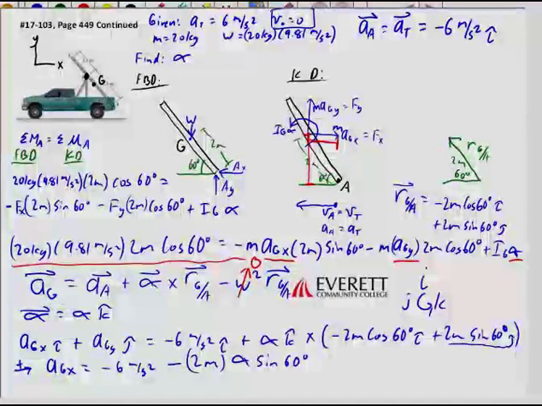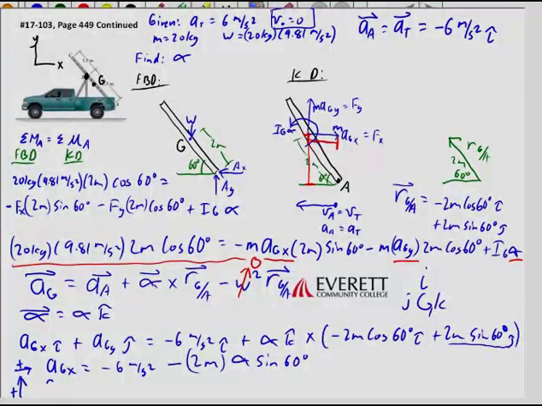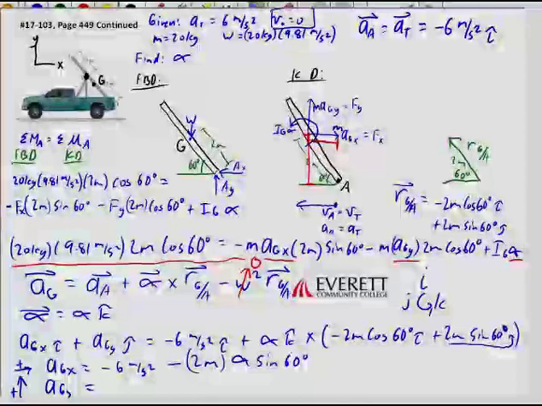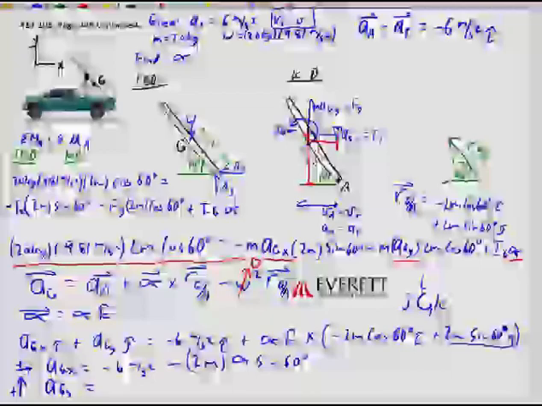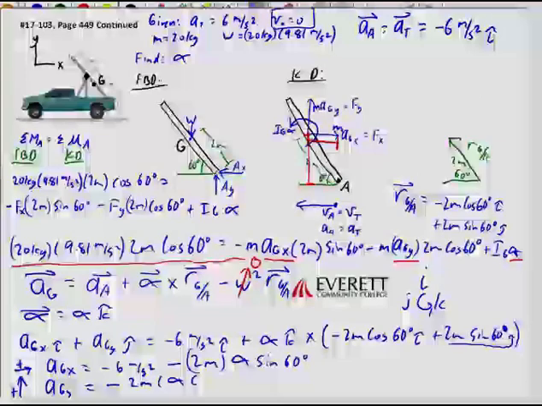Now we're going to do the exact same thing at the very bottom here. Hopefully I'll have enough room. We're going to do it in the y direction, and we can see AGY is going to be equal to what's in the j direction. Well, we just have to look at our cross product. When we cross k with I, we're going to get positive j, but there's already a negative sign there, so that negative sign carries through. It's going to be negative 2 meters times our alpha times the cosine of 60 degrees.